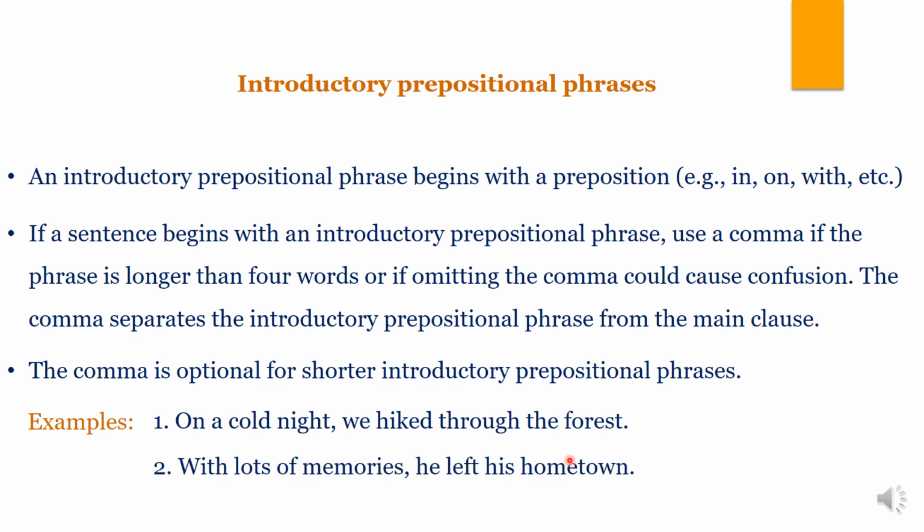Second example: With lots of memories, he left his hometown. Again, with is a preposition. With lots of memories is an introductory prepositional phrase. So place a comma after with lots of memories, then continue the rest of the sentence.